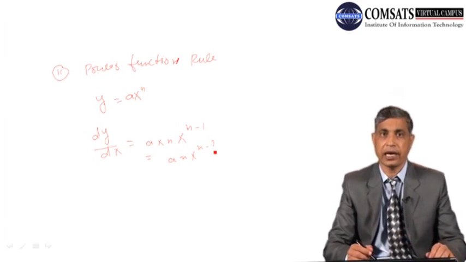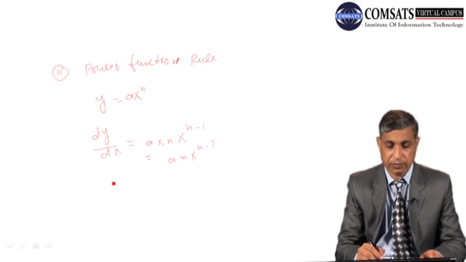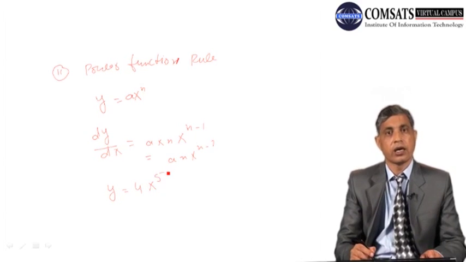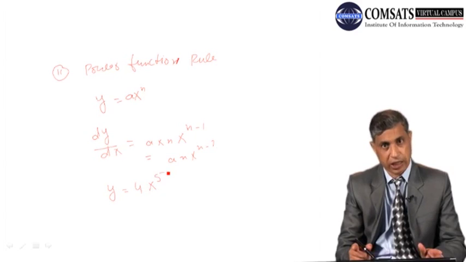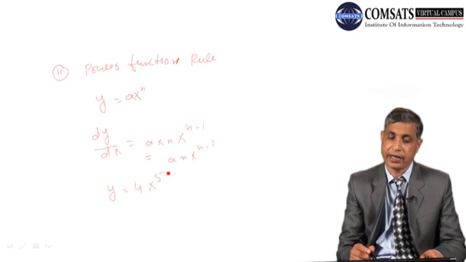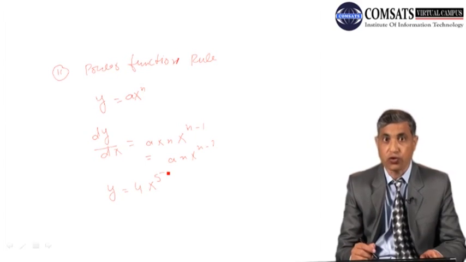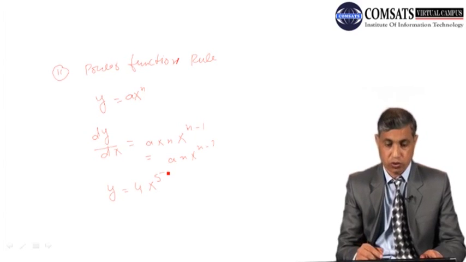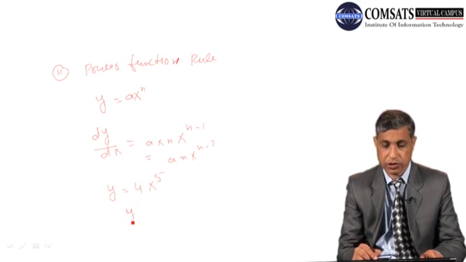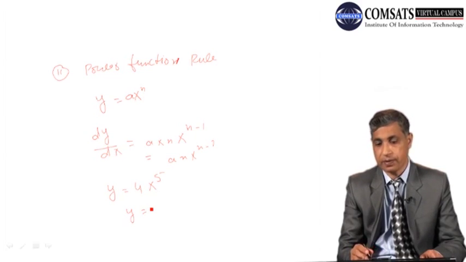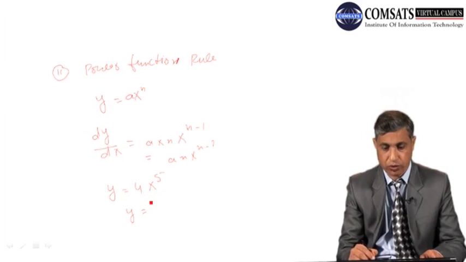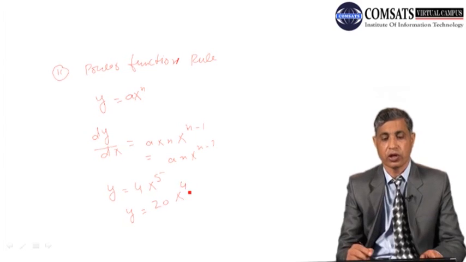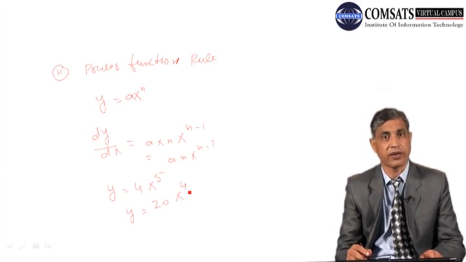So I take an example and then I clarify. For example, if y is equal to 4x power 5. Now there are two variables, y and x. Y is the dependent as usual and x is the independent. Now instead of a, there is 4, which is the coefficient of x, and instead of power n, there is 5. So if I follow the previous formula, I multiply the coefficient with the power. 5 multiplied by 4 is equal to 20, and x power 5 minus 1 is x power 4. So it will be equal to 20x power 4.